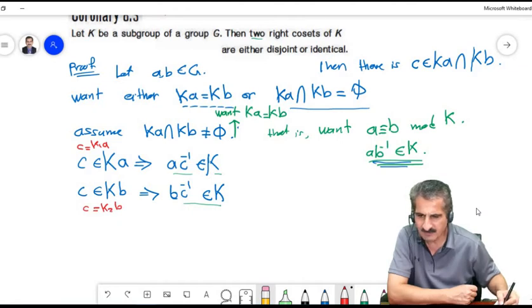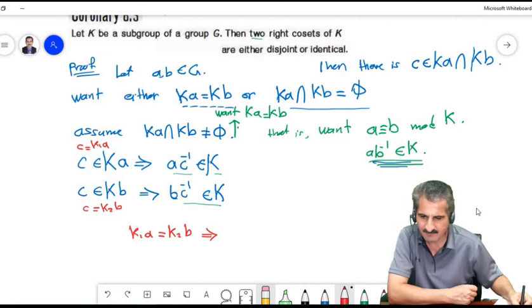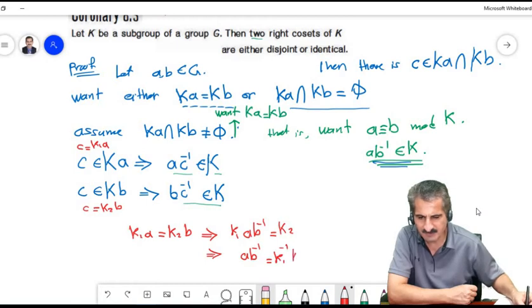And then what do I get? I get K1A equals K2B, right? And then that gives me, multiply by B inverse from both sides. Then I get A B inverse, okay, I have K1 here equals K2. Now multiply by K1 inverse from both sides. Then I get A B inverse equals K1 inverse K2, and that belongs to K, and then we are done.